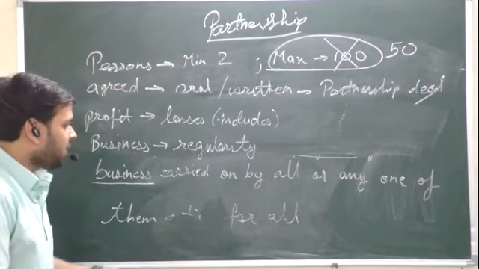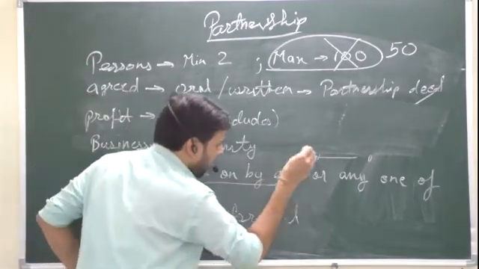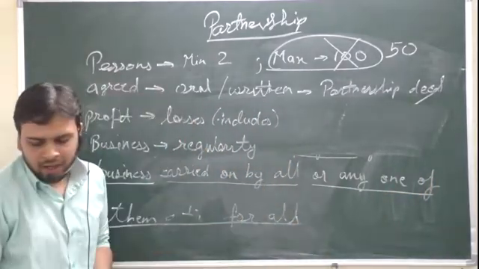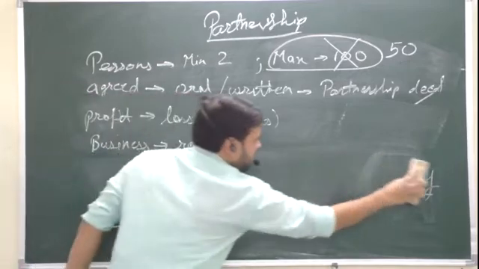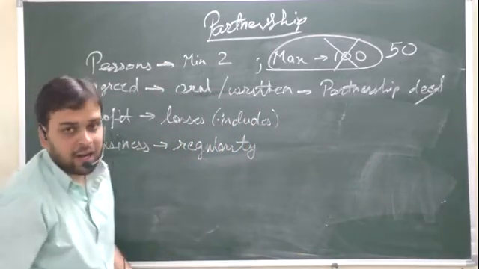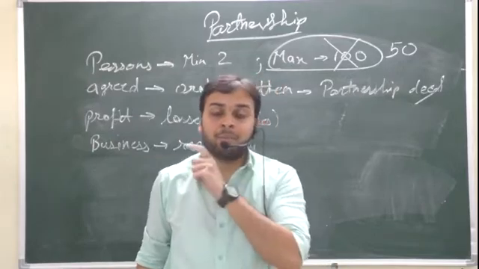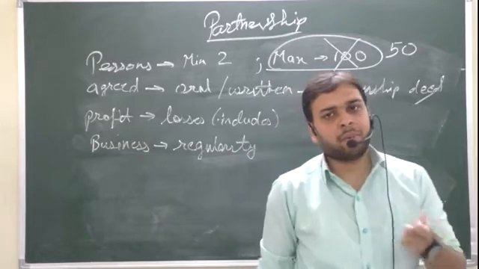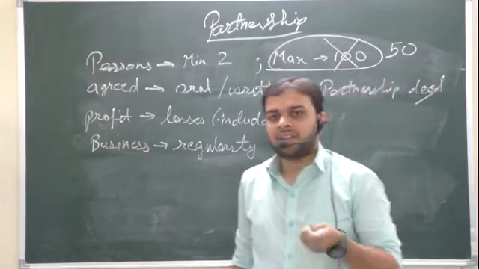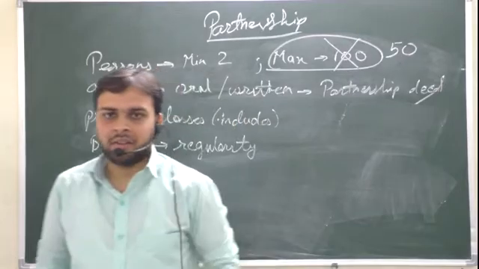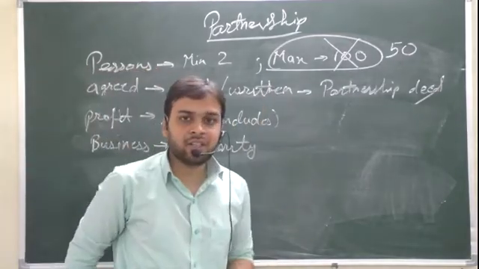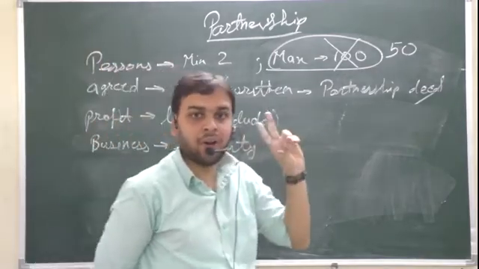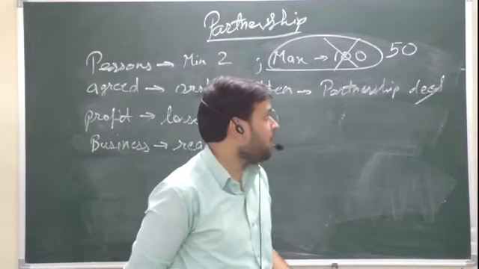Now the next term, carried on by all or any one of them acting for all. It means that in the relationship of partnership, partners are both principal as well as agent. Partners work as principals of the business as well as agents of the business. So the whole definition we have covered along with the term persons. The minimum is 2 persons and the maximum is 50 persons.